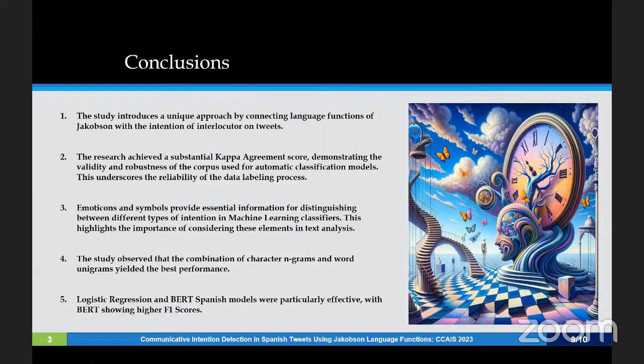On another hand, emoticons and symbols provide essential information for distinguishing between different types of intention in machine learning classifiers. This highlights the importance of considering these elements in text analysis and in particular in text pre-processing. The study observed that the combination of character engrams and word unigrams yielded the best performance. And on another hand, logistic regression and BERT Spanish models were particularly effective, with BERT showing higher F1 score values.